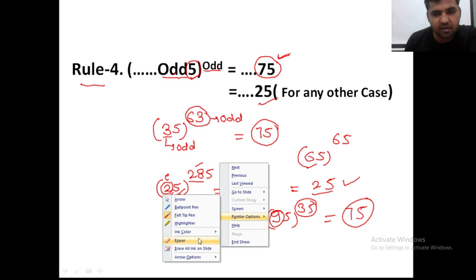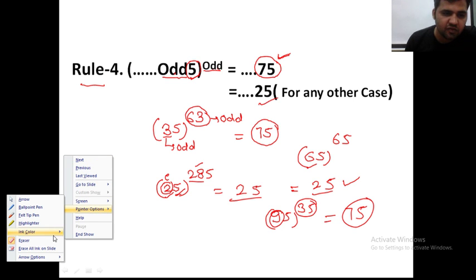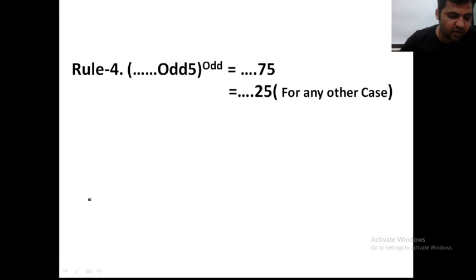In all other possible cases, only if you have the tens place digit as odd and the power is also odd, will the answer be 75. In any other case, the answer will always be 25. Have you got this concept? So I'm moving to the next question.